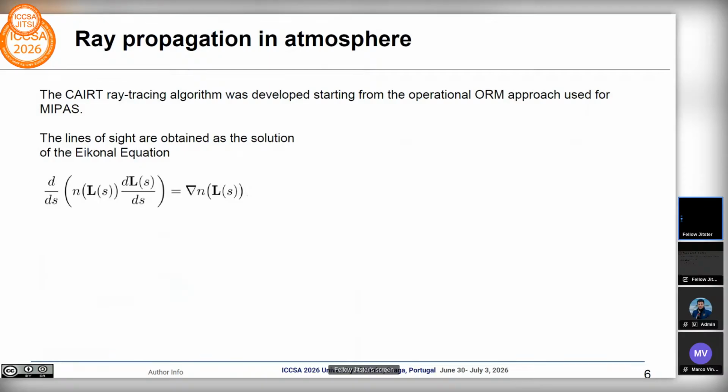For our algorithm, we start using an approach from the ORM used for MIPAS. In this approach, the line of sight is computed using the Eikonal equation. This equation assumes this form. Essentially, it depends on the refractive index in the atmosphere. When it is constant, in the case without refraction in the atmosphere, the solution is just a simple line, so the trajectory is a simple line. But when we consider a refractive effect in the atmosphere, the solution is a curved line because the line tends to bend due to the refractive effect.